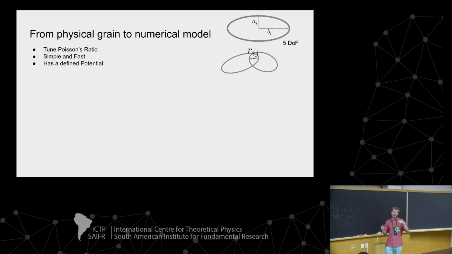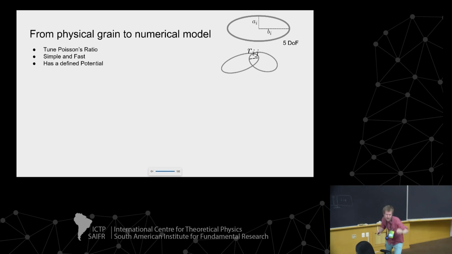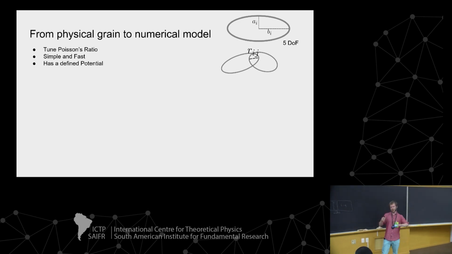And the ellipse has 5 degrees of freedom. 2 will be the deformation of the semi-axes A and B. Another one will be the orientation of this ellipse. The other two would be the translation of the elliptical particle.